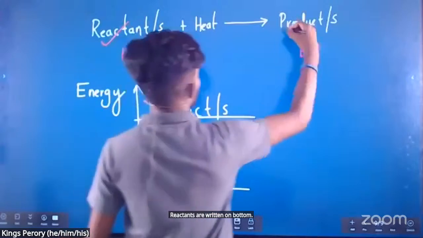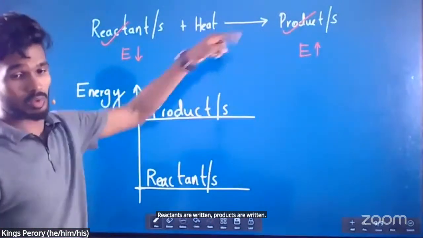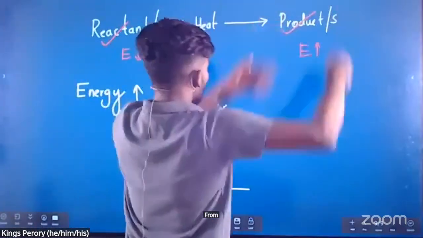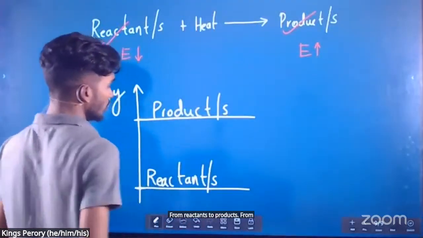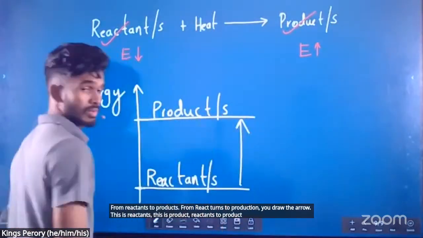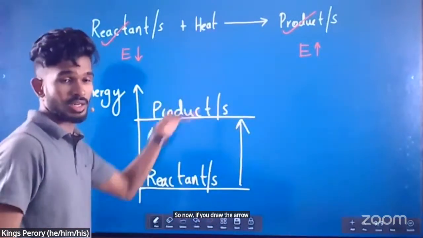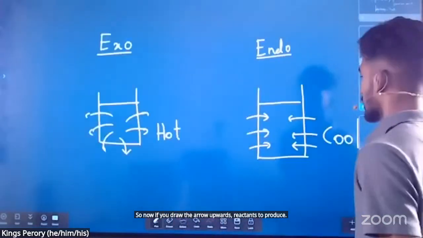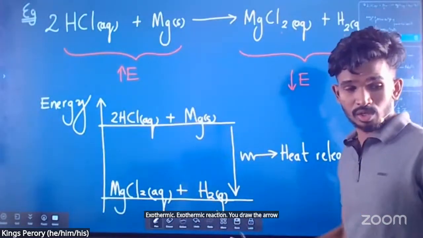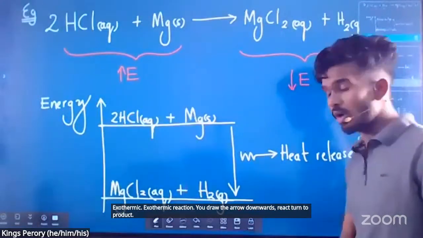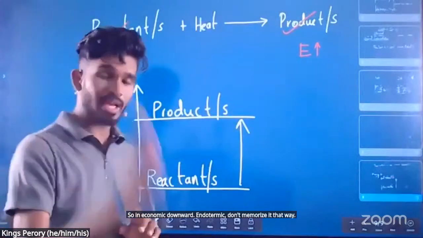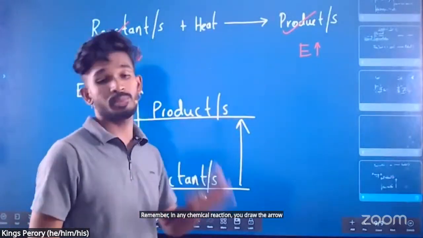Reactants are written, products are written. Arrow. From where to where did we draw the arrow? From reactants to products. So now you draw the arrow upwards. Exothermic reaction, you draw the arrow downwards, reactant to product. So in exothermic, downward. Endothermic, up. Don't memorize it that way. Remember, in any chemical reaction, you draw the arrow from reactants to products.